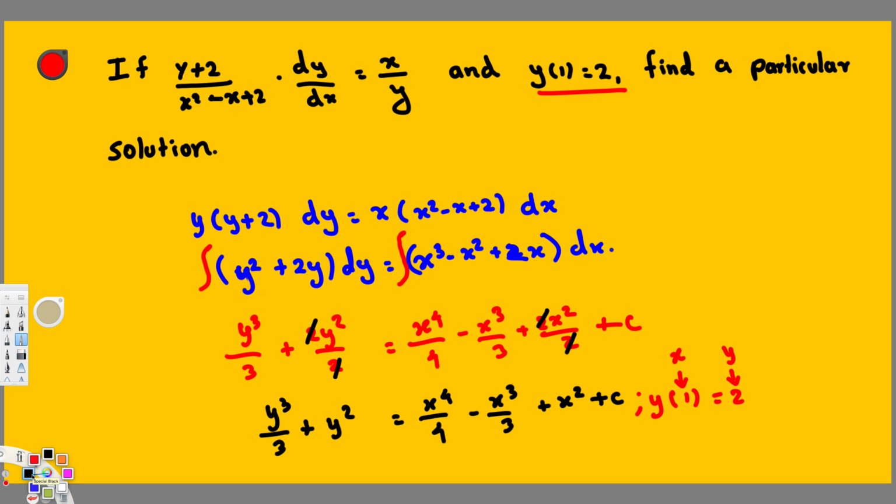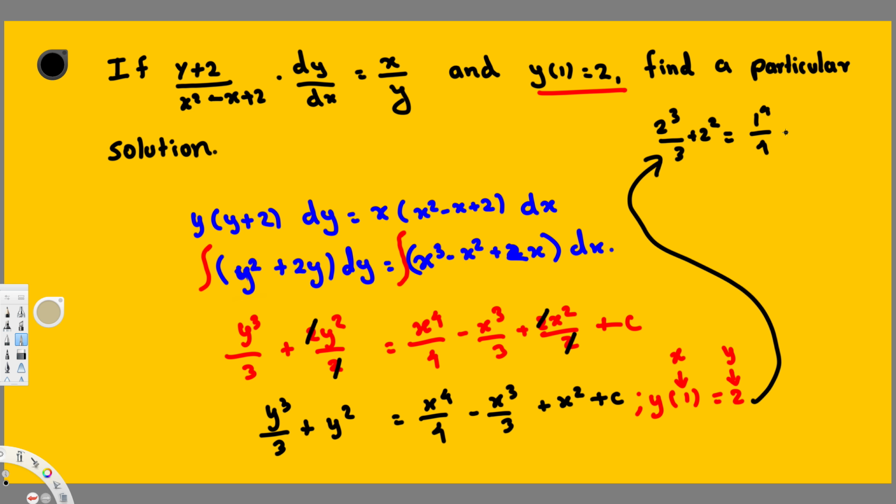Let's start with this one, y cube. We know that y is equal to 2. Instead of y cube I put 2 cube divided by 3 plus 2 square, and on the other side, everything is going to be 1 because x is 1. So this is going to be 1 power 4 over 4 minus 1 cube over 3 plus 1 square plus constant.